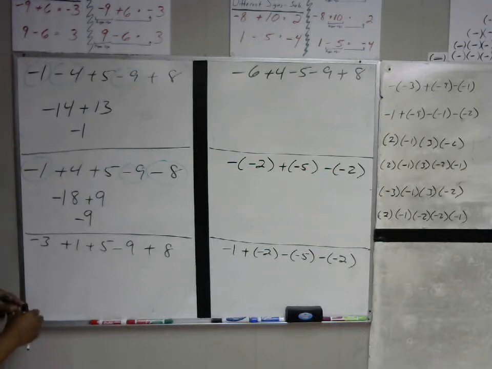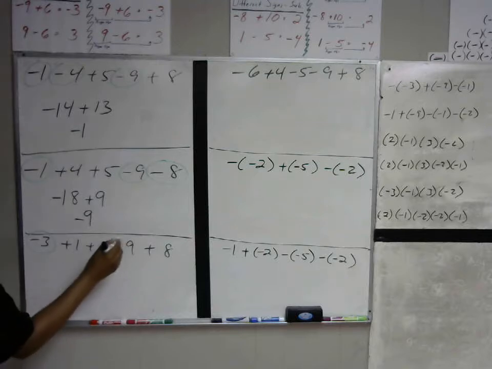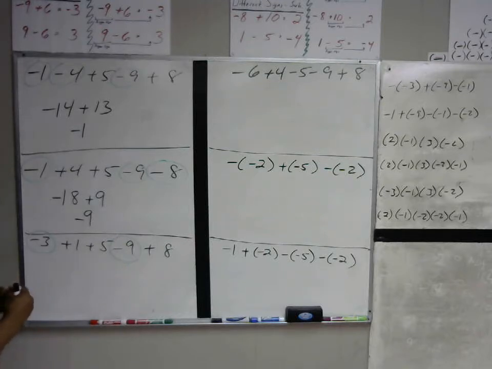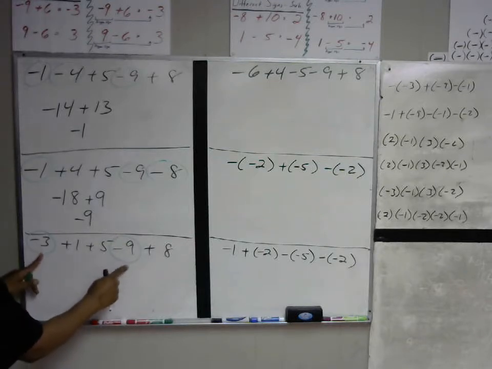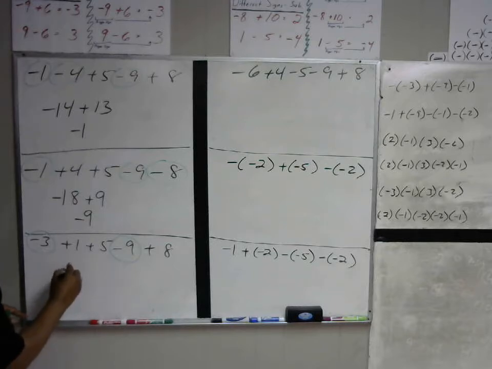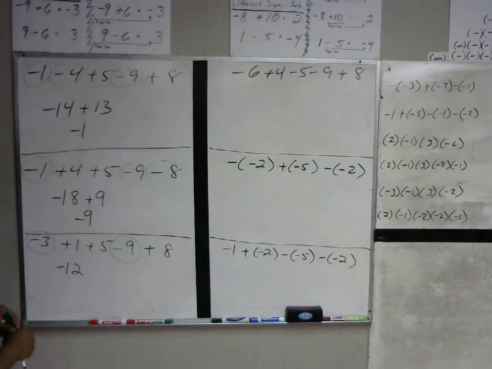Okay. Next, we're going to find all the same signs, which are the -3 and the -9. So same signs will add. You add the 3 and the 9, you get 12. And that'll be a -12 because the bigger sign wins.